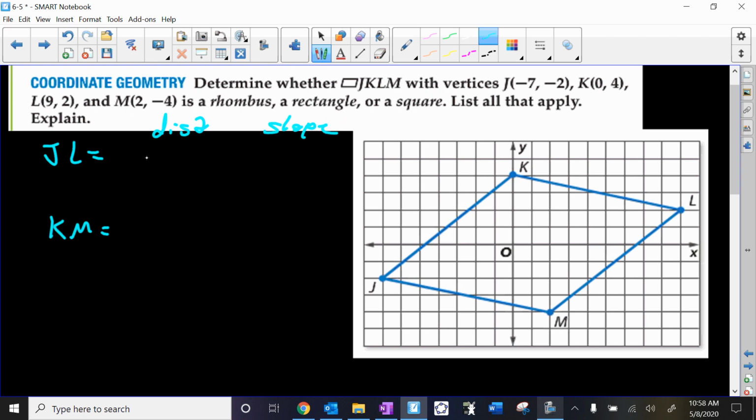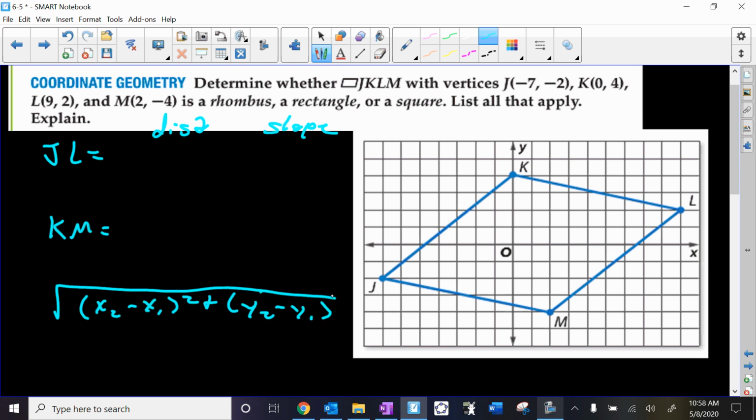For JL, remember your distance formula. I'll write that out as well. Square root of x2 minus x1 squared plus y2 minus y1 squared. That's your distance formula. Your distance of JL is square root of 272. And your distance of KM would be square root of 68.